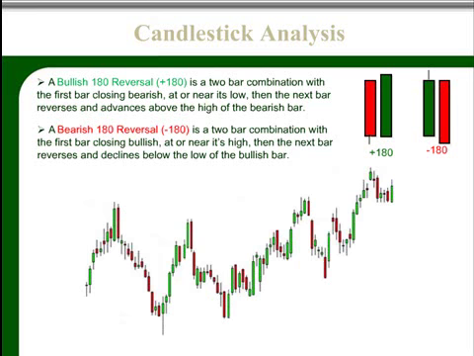180 reversal bars are powerful reversal patterns because of how they affect the expectations of traders who committed to a position in the first bar of the pattern. Let's go over some examples of 180 reversal patterns.